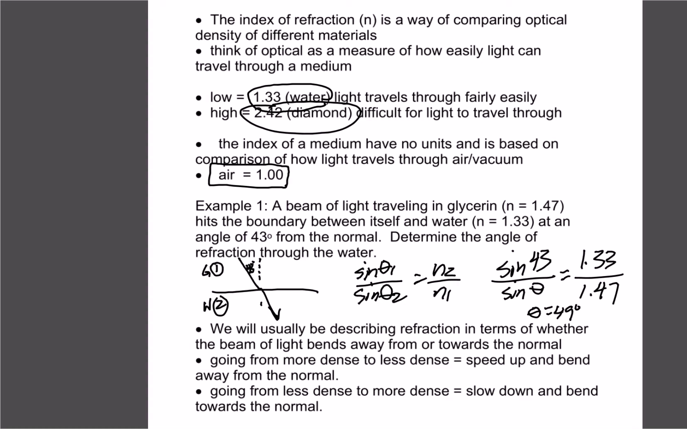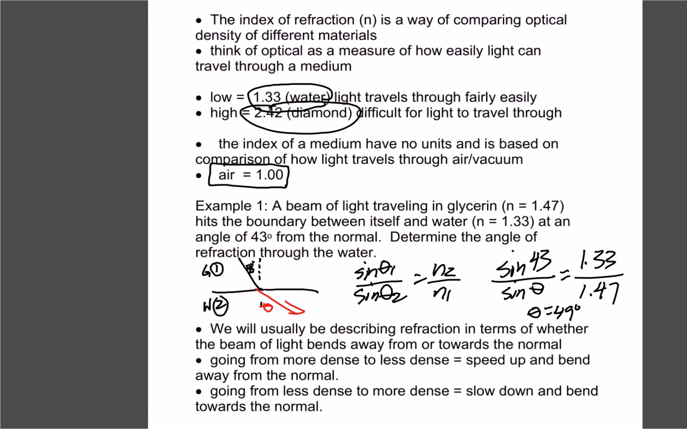You can see, in this case, I actually drew it wrong. Our angle of incidence was 43, and our refracted angle is 49. It went from the glycerin of 1.47 into the 1.33. So as it hit the less dense object, it's going to speed up, and therefore our angle gets bigger. It moves away from the normal.